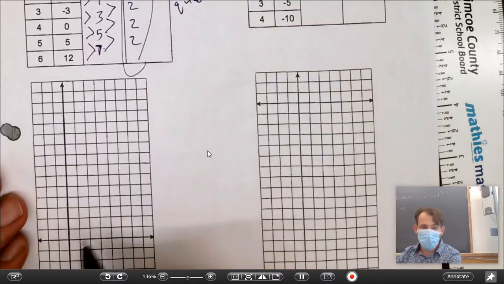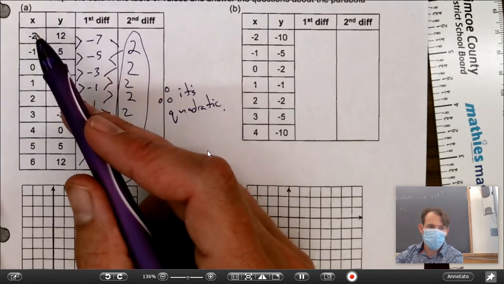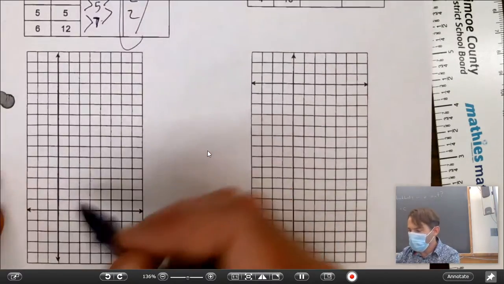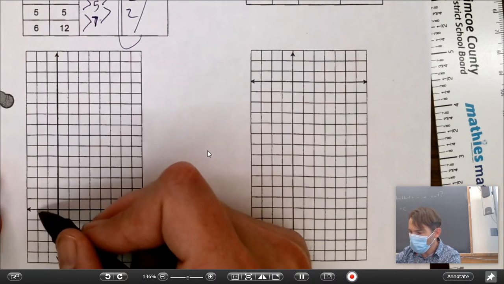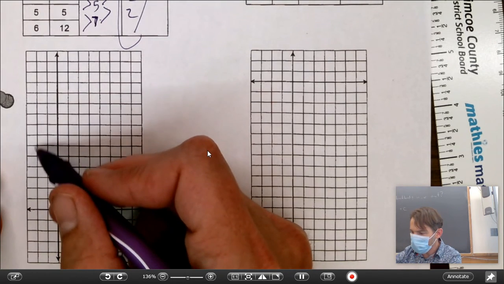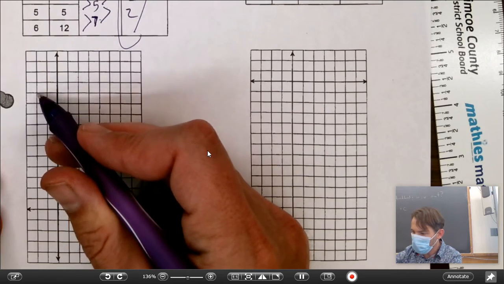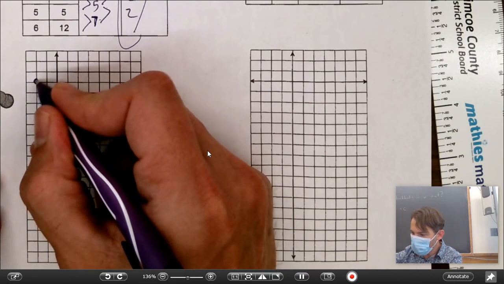So now we can graph our points on here. And so we just read off our points. X is negative 2, Y is 12. So go ahead and find that. Here is negative 2, and then you go up 1, 2, 3, 4, 5, 6, 7, 8, 9, 10, 11, 12, and put your point on.